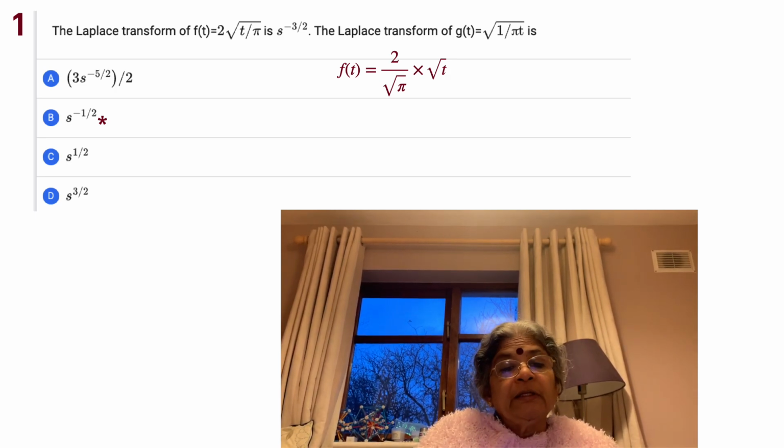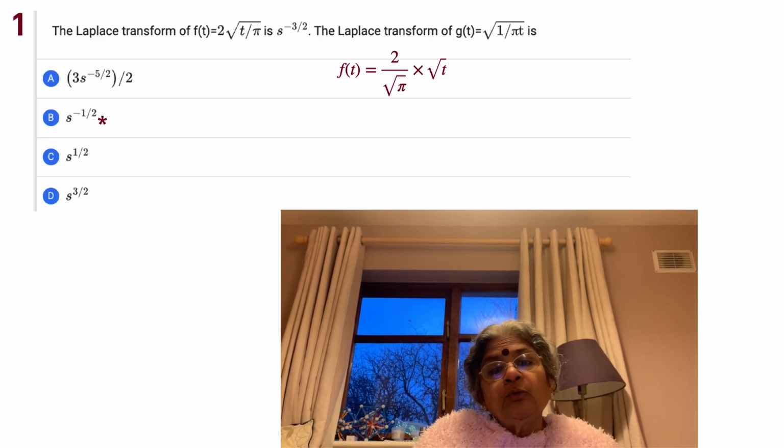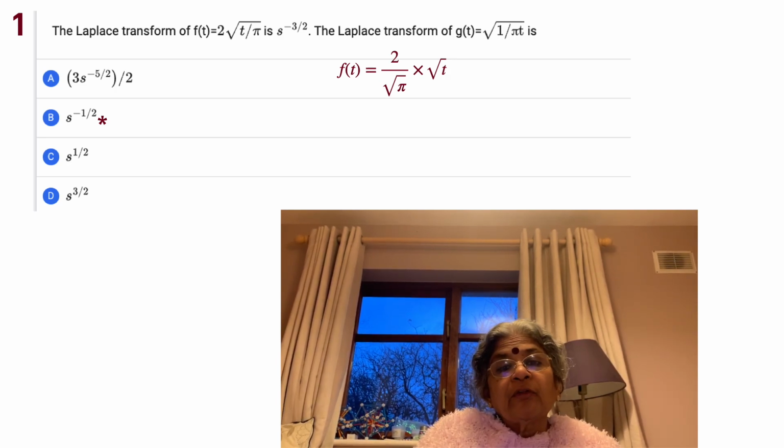And then what do we have? We have square root of t, and what is the differential of square root of t? It's equal to 1 by 2 root t. Okay, so 1 by 2 root t, so that 2 gets cancelled, the pi is retained, and the 2 comes on the denominator. That's exactly what has happened when you compare f(t) to g(t). Just taking the differential is enough. And the Laplace transform of 2 square root of t by pi is given as equal to s raised to minus 3 by 2.